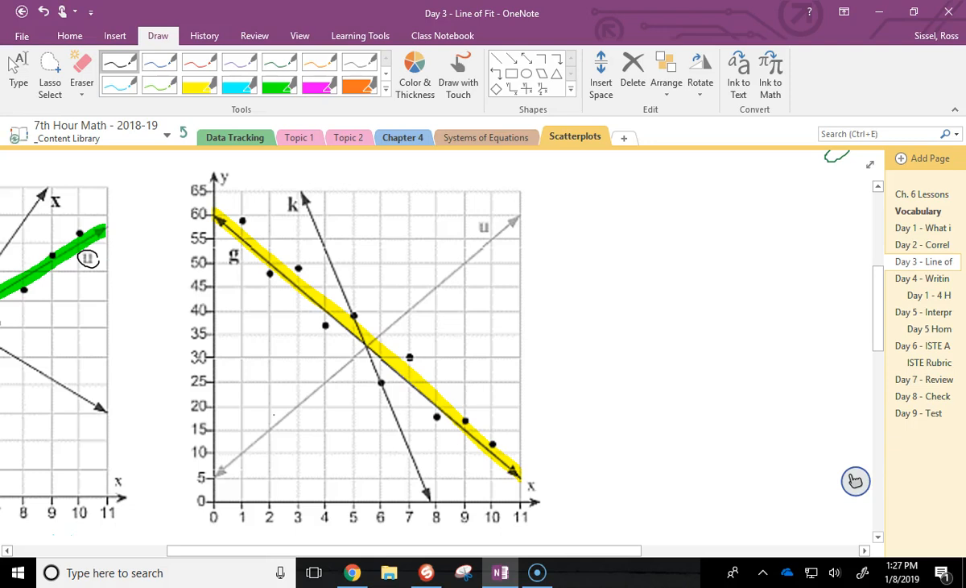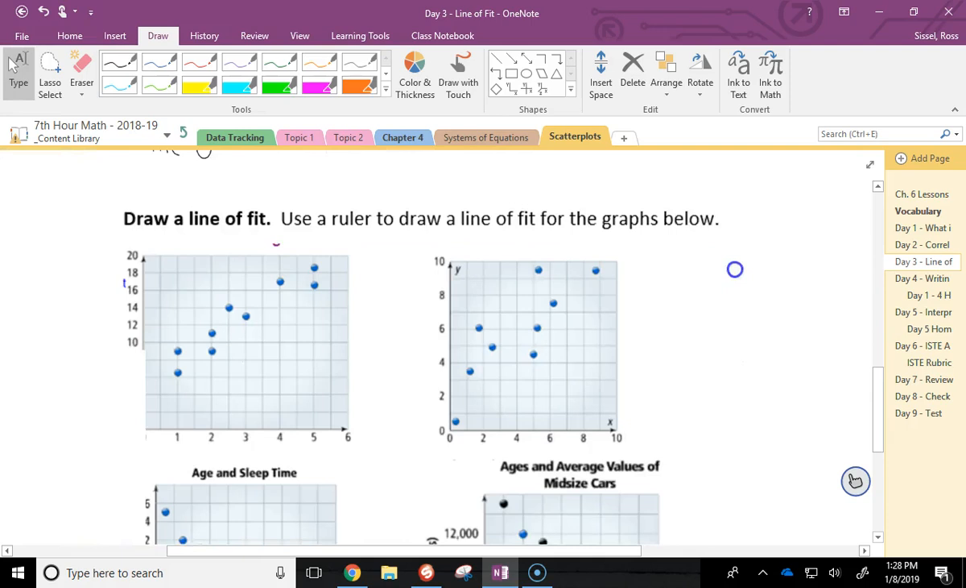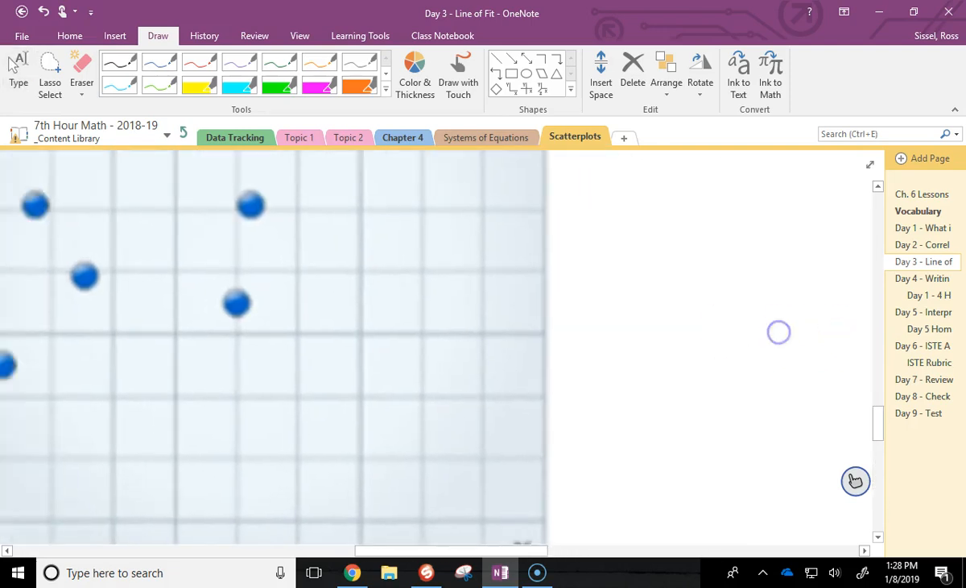Okay, so we have yellow. Why is it yellow? Caden? Say that again. I couldn't hear everything. It passes through the majority of the dots. That's reason 1. What's one other reason, Caden? It passed through the majority of the dots, and what's one other reason? Perfect. It has the same correlation. It's a negative correlation and negative slope.